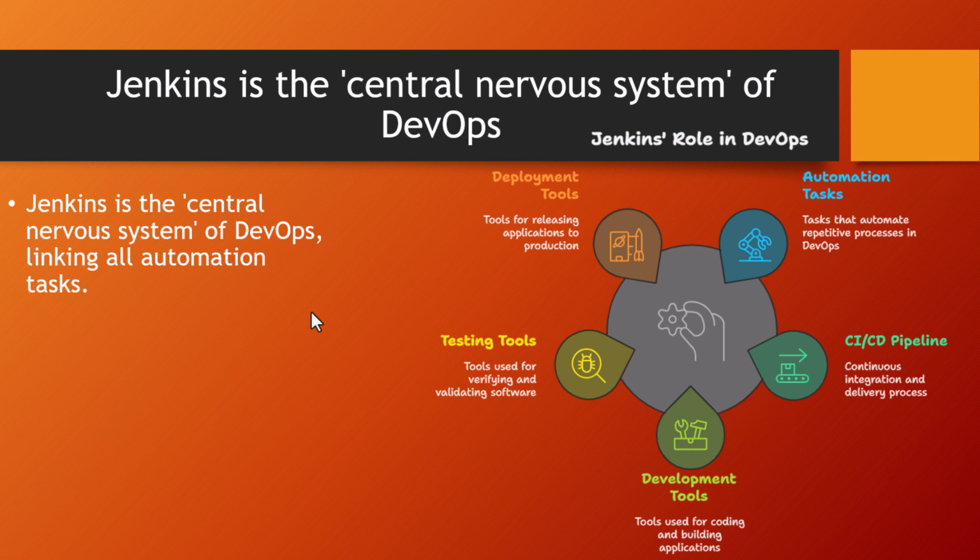Jenkins is often referred to as the central nervous system of DevOps. It coordinates various automation tasks across the CI/CD pipeline, integrating development, testing, and deployment tools into one cohesive workflow. For example, Jenkins triggers a build, runs unit tests, and deploys the code to the staging environment, ensuring a smooth flow from development to production.